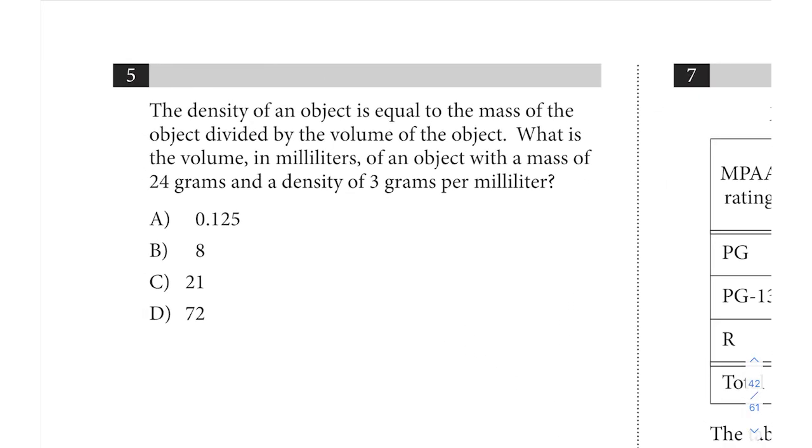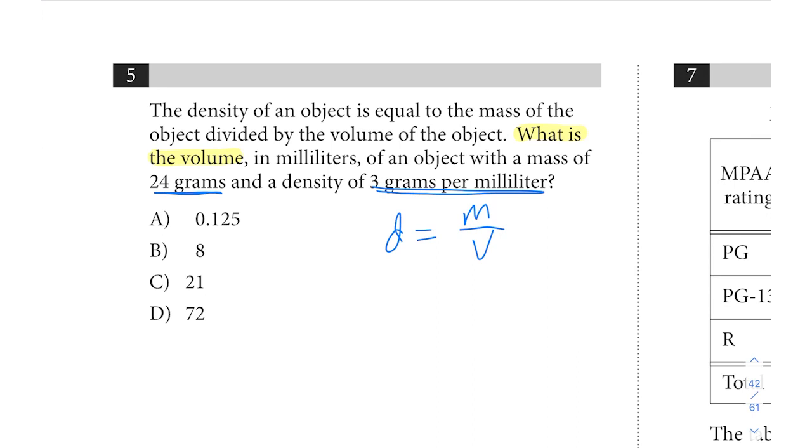We are taking a look at questions 5 through 7 here on SAT Practice Test 4, Section 4. So for question 5, it says the density of an object is equal to the mass of the object divided by the volume of the object. So let's write a little equation for that. Density equals mass divided by volume. And the question is asking what is the volume? So we're going to solve for V in milliliters of an object with a mass of 24 grams at a density of 3 grams per milliliter.